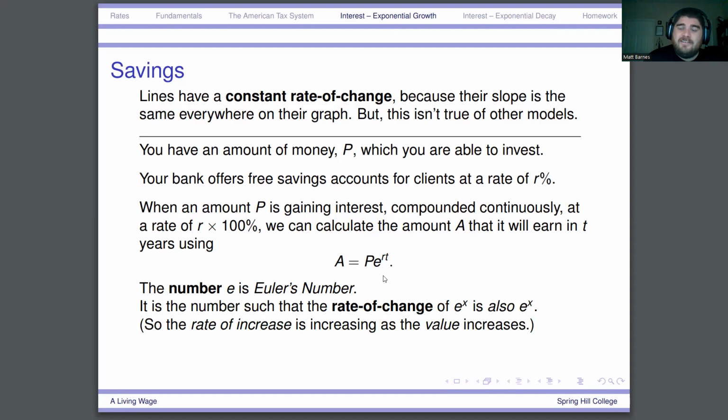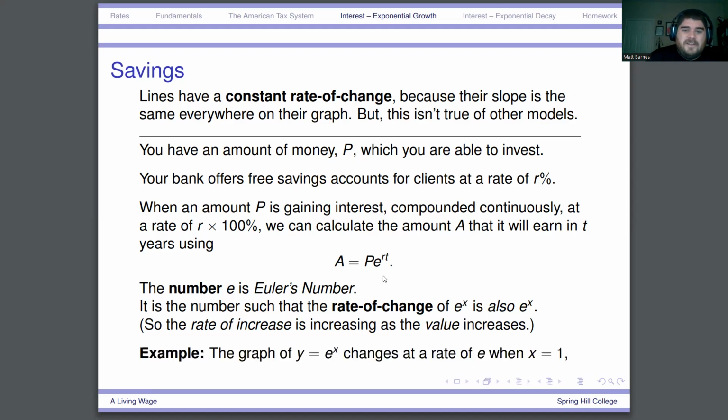Your calculator will have a button that says E, or if you just type in Euler's number or E number into Google, it will tell you exactly what it is. It's kind of like pi. It's one of those non-terminating decimals. So you'll probably get a super long decimal answer there, but usually your calculator will have a button for that.